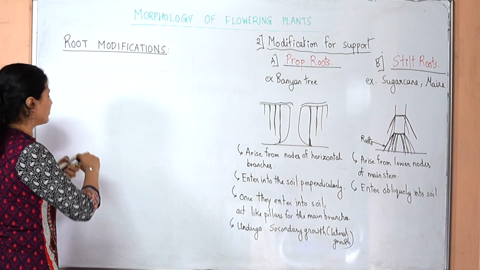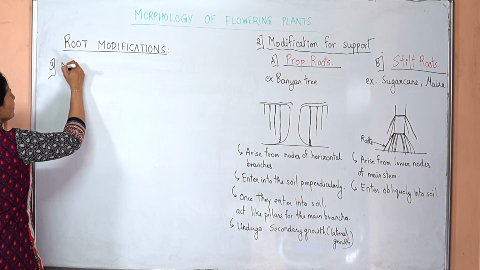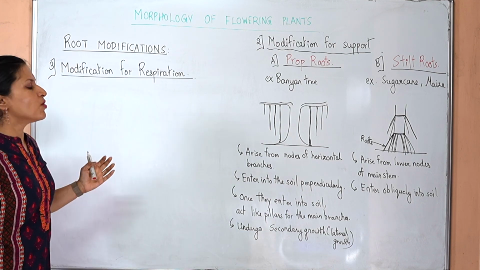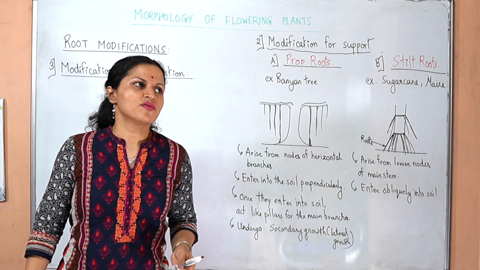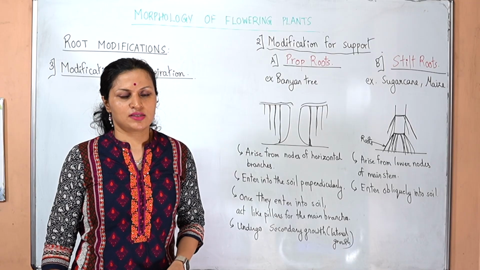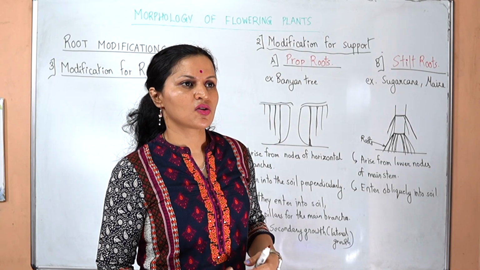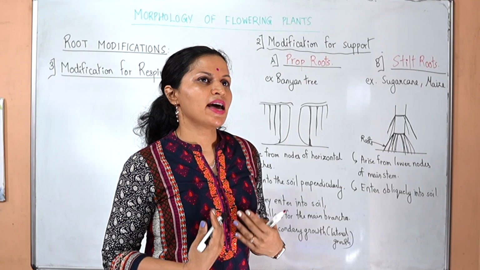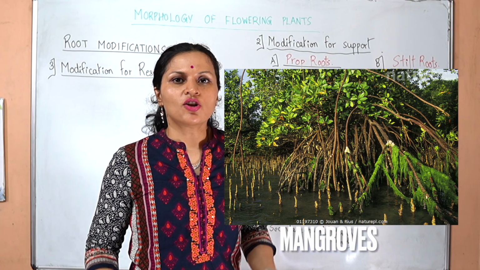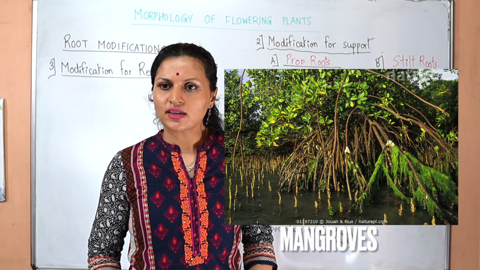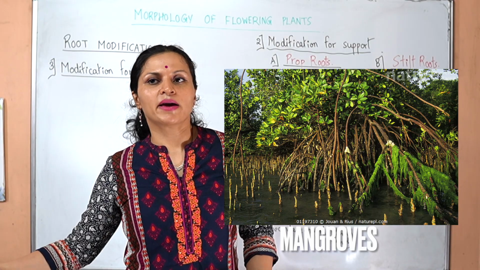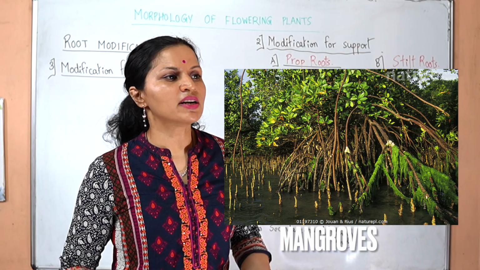Moving on to the third modification. The third modification is modification for respiration. Now this modification you will find in case of the roots of the mangrove plants. You know what are mangrove plants? Also known as halophytes. Halo means salt, phyte means plant. Okay, these halophytes grow in very waterlogged conditions. Have you seen them growing along the river side, along the banks of the river? The soil is frequently waterlogged.